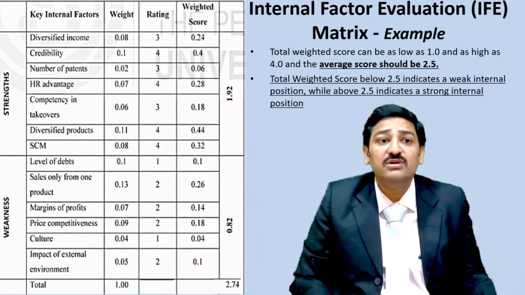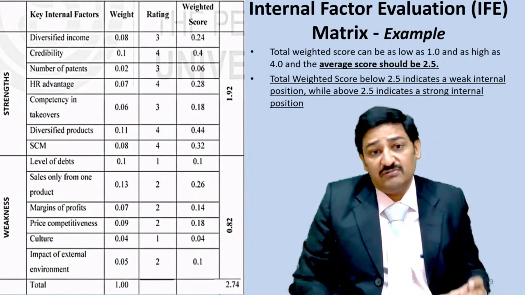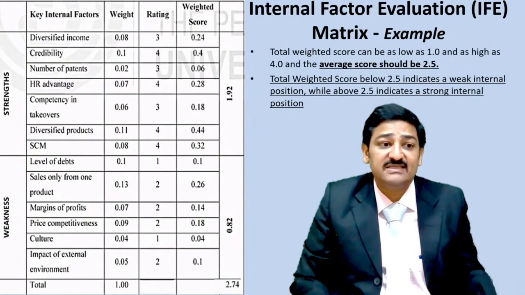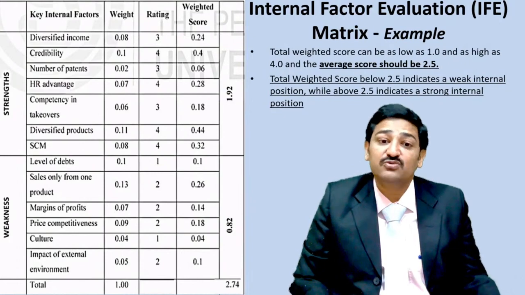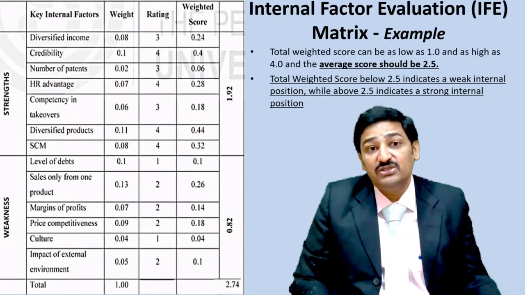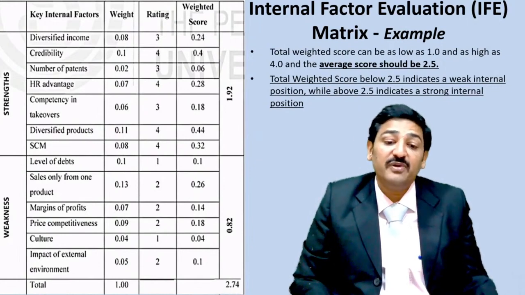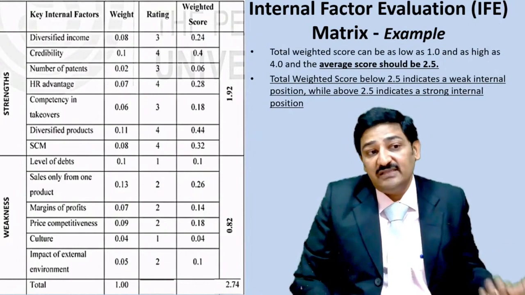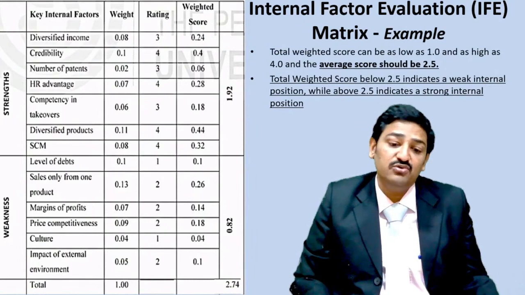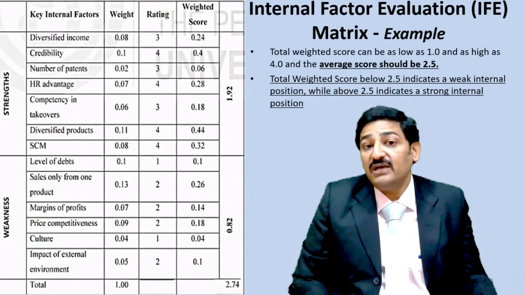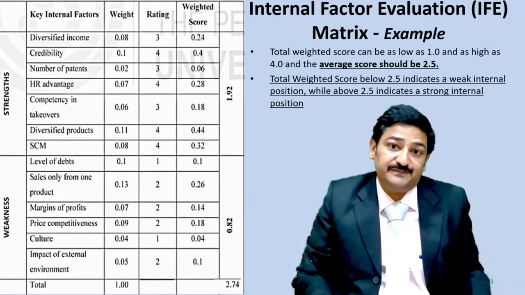In the case of weighted score, the weight and the rating have been multiplied and calculated, and if we sum these up in a respective group, the total weighted score of the strengths is coming up as 1.92 in this example, and the total weighted score for the weaknesses is coming around 0.82. If we further add the weighted scores of both the strengths and the weaknesses, it is coming somewhere around 2.74. Now the analysis is very important in terms of the final figure coming as the total weighted score.